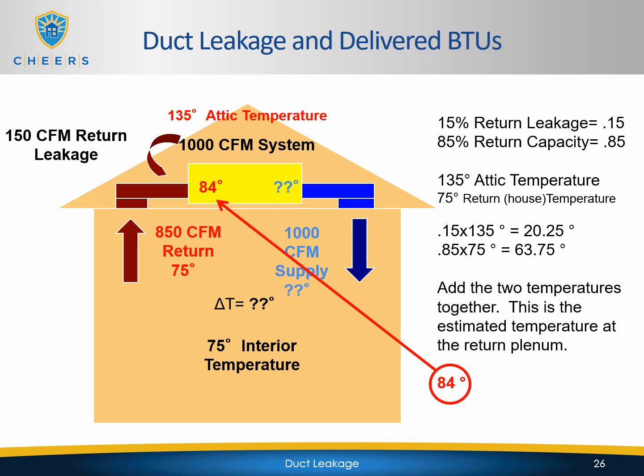So 0.15, 15%, times 135 degrees equals 20.25 degrees. We then multiply 0.85, which is 85%, times 75, which is the air from the inside of the house. So 0.85 times 75 degrees equals 63.75 degrees. You then add the two temperatures together. This is the estimated temperature at the return plenum. So 20.25 plus 63.75 equals 84 degrees, and that's going to be our return temperature.